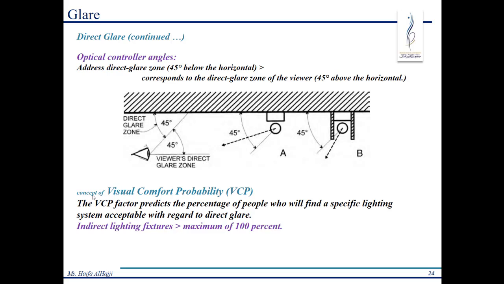So this is measured by something called visual comfort probability. VCP is the factor that predicts the percentage of people who will find a specific lighting system acceptable with regard to direct glare, meaning whether their location will make them experience glare or not, by calculating their percentage.